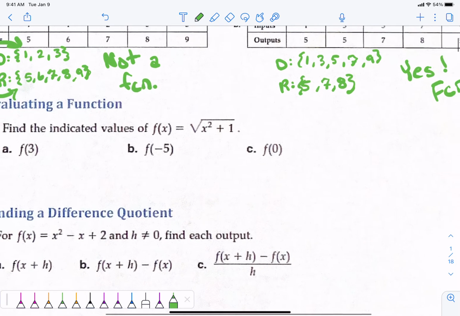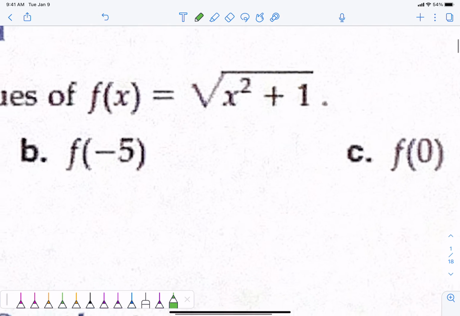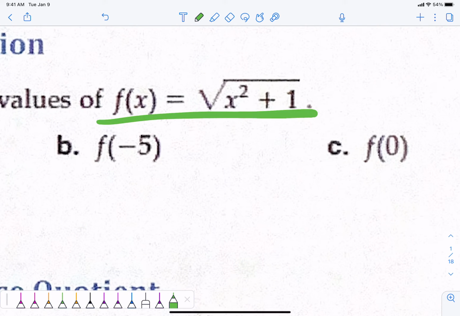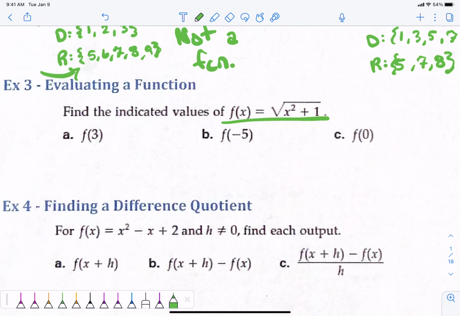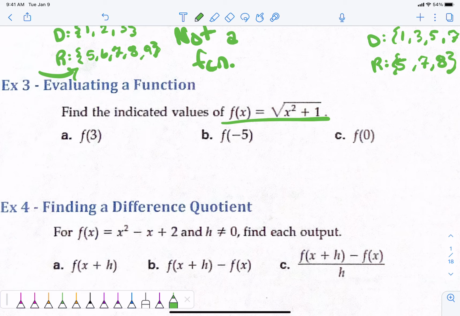All right, they're giving us a rule for a function. f of x is defined as the square root of x squared plus 1, and they want us to find f of 3. What does that mean? Plug 3 in. Square root of 3 squared plus 1. Whenever you are plugging values in, make sure that they are always in parentheses. That's the square root of 10, and we're going to leave it as the square root of 10 if it doesn't come out nicely. We don't solve it as a decimal.